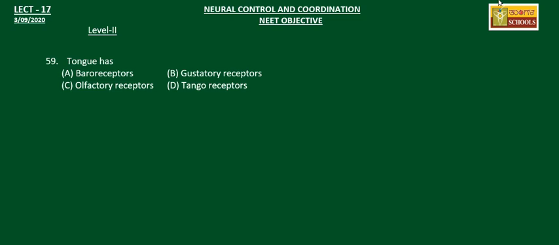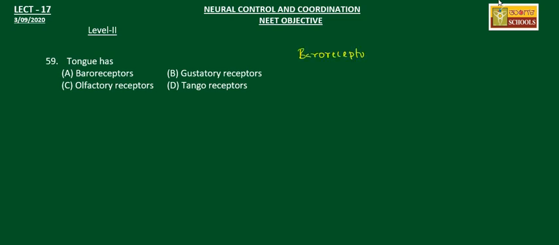Good evening. In this session, I am going to discuss a few more questions from level 2 and then we will also see questions from level 3. So the next question from level 2: tongue has, okay, so the options are baroreceptors, gustatory, olfactory and tango receptors. So let's see what these are.